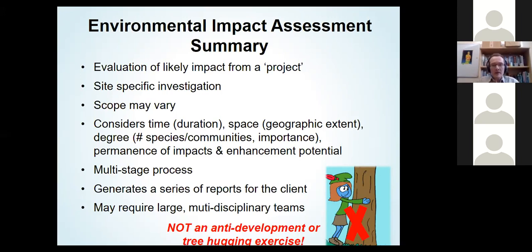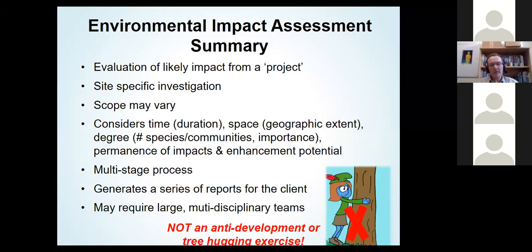The environmental impact assessment considers not just the size and geographic extent of the development, but also the duration, the time, and the degree of the impact. So how many species are going to be impacted upon? How important are they? What roles do they play in the wider ecosystem?